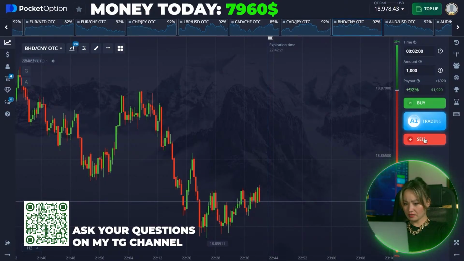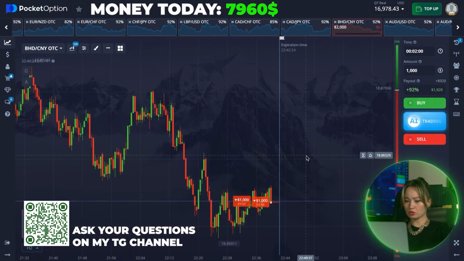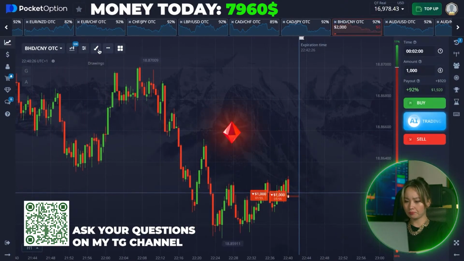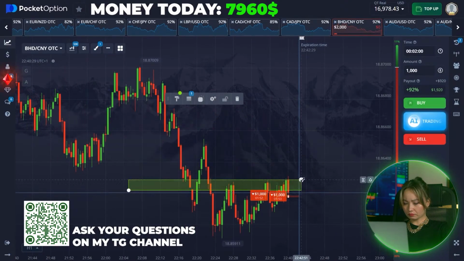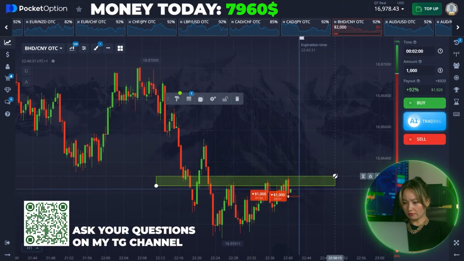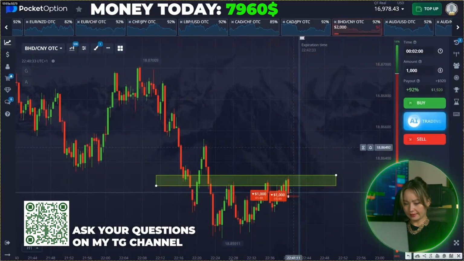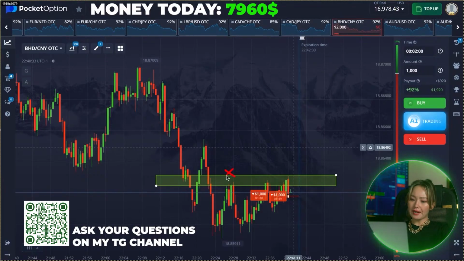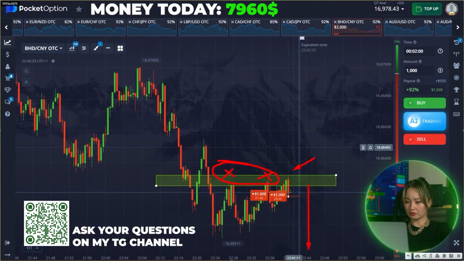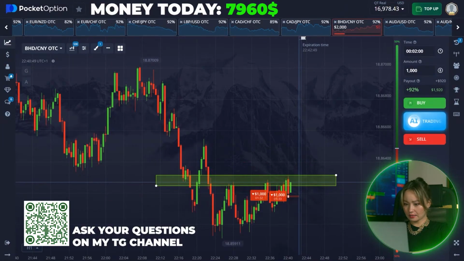Wait, here's a nice spot to enter. Yes, I'm opening 2 short trades straight because I see a perfect setup. I will show you the level. Here it is. The price came here and didn't break it. Here's one touch. And here's another. And now we are back here. It makes sense to expect a drop. Let's see.